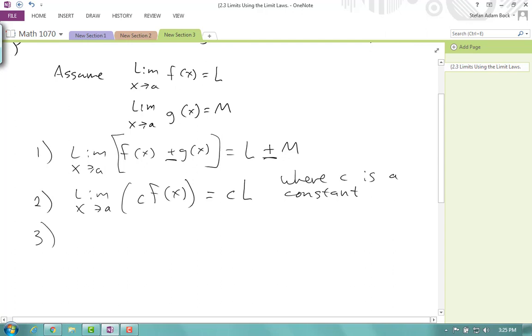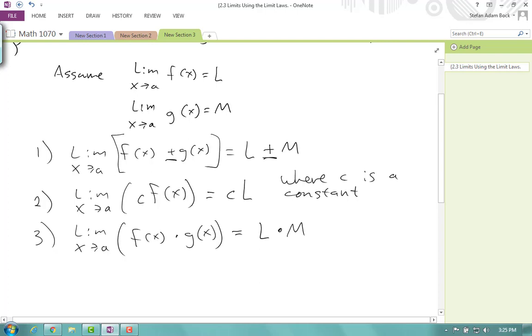Similar thing happens for products of functions. If I have the limit as x goes to a of f of x times g of x, that will be equal to the limit of f of x, which is L, multiplied by the limit of g of x, which is M.